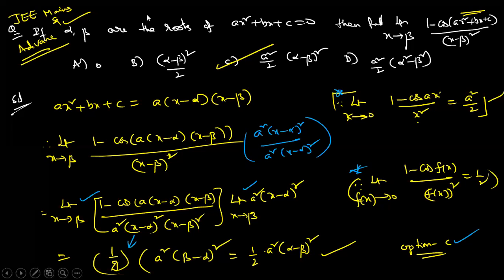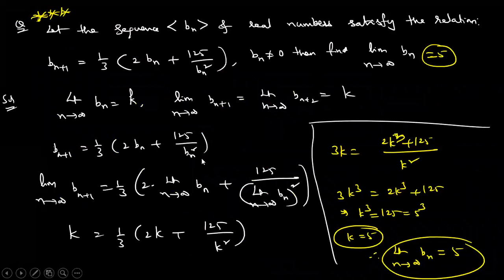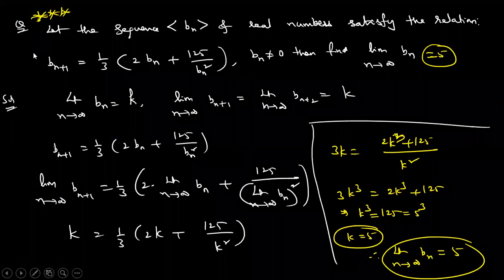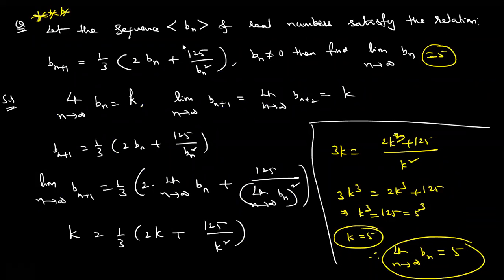Okay, next one, see. This was a previous question also. Let the sequence Bn of real numbers satisfy the relation Bn plus 1 is equal to 1 by 3 into (2 times Bn plus 125 by Bn square), Bn is not equal to 0. Then find the limit as n tends to infinity of Bn, which is equal to 5.